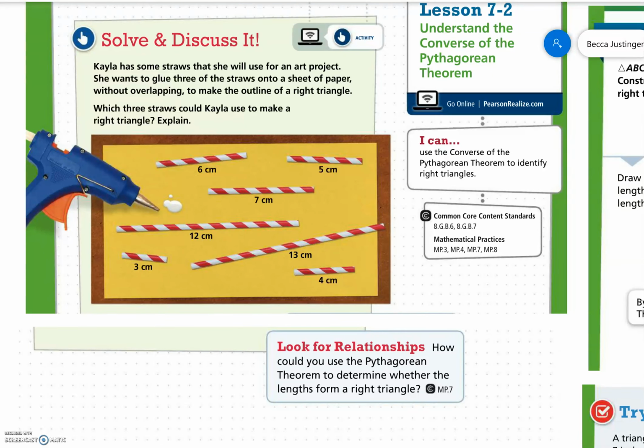Hi, 8th grade. Welcome to lesson 7 to understand the converse of the Pythagorean theorem. By the end of the lesson, I want you to be able to say, I can use the converse of the Pythagorean theorem to identify right triangles. Let's solve and discuss it.